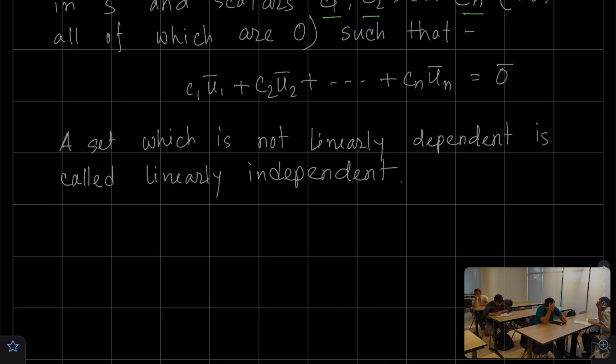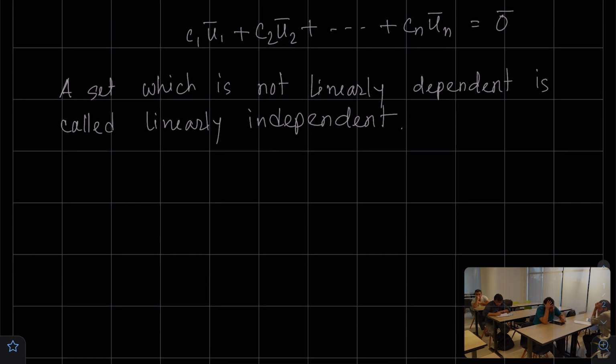So there is this thing. When S is a finite set, so S consists of finitely many vectors, then we don't say S is a linearly independent or dependent set. Rather, we just say that the set is linearly dependent or independent. Okay. Is there any question?